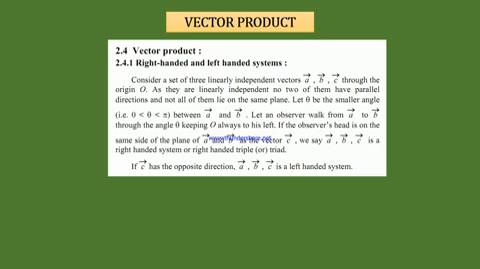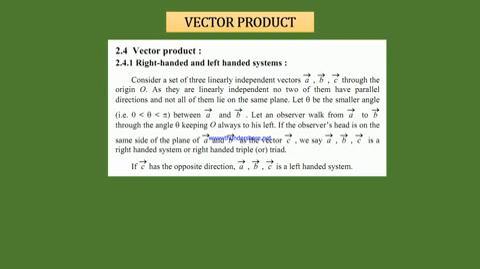So we have seen all this in the previous classes. Now in this class we are going to see vector product. What is vector product, what is the application of vector product, and also its properties, we will see in this class. Vector product involves the right-handed and left-handed system. To understand what the right-handed and left-handed system is and what a vector product is, you just take three vectors.